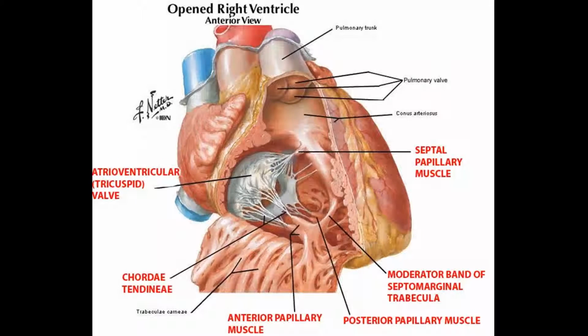The outflow valves I showed you have those three little leaflets. This is what the inflow valve looks like. And this is a fascinating valve. Inflow valves, one's called the mitral, one's called the tricuspid. This happens to be the tricuspid, but they both look the same.